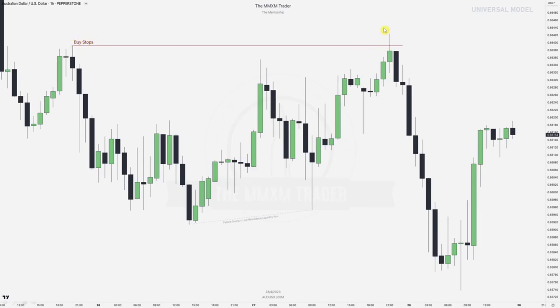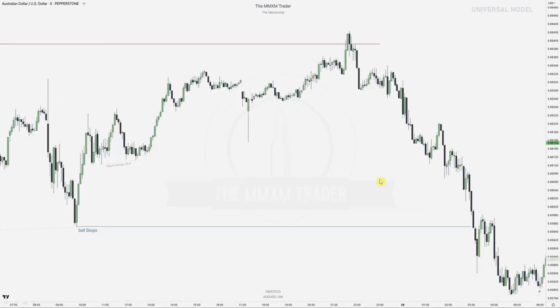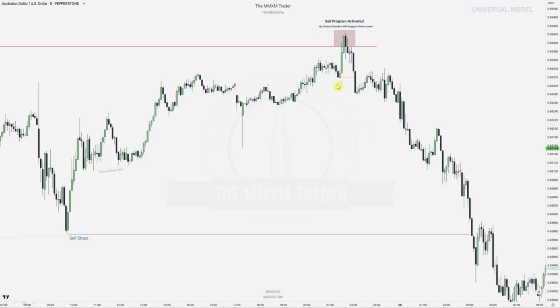Buy stops have been purged up here, thus making us go into sell side of the curve after that happens. We've got some sell stops down here with those failure swings, right? So low resistance liquidity run. And now we dive into our lower time frame. So over here, 5-minute time frame, we wait for a break of structure, right? Important. So break of structure happens down here. Sell program has been activated because we took out that external range liquidity, right? So all up close candles should now act as a resistance and support price down lower.